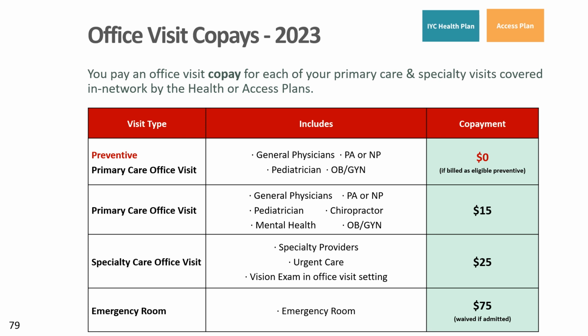With both the health plan and the access plan designs, when you visit your network providers, you will pay an office visit copay. It's a copay of $15 if you're visiting a primary care provider. It's a $25 copay if you're visiting a specialist or an urgent care clinic. And it's a $75 copay added on top of your emergency room bill if you need to visit the emergency room and rather than admitting you to the hospital, they fix you and send you on your way.